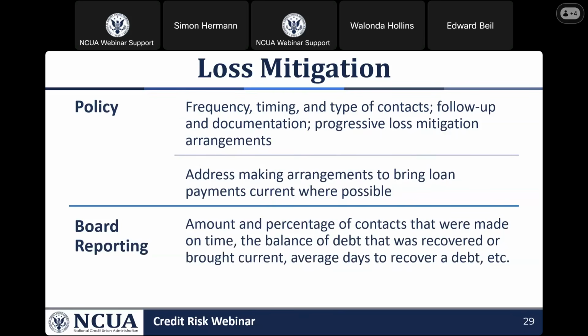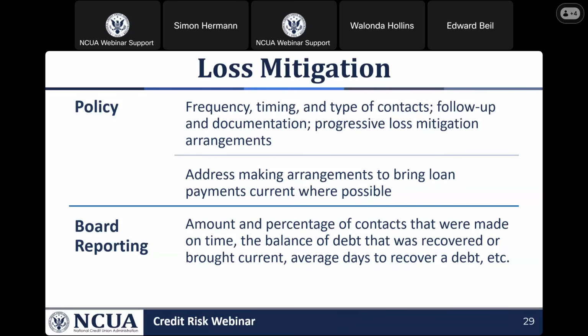Having a strong loss mitigation function with clearly established policies and procedures is a critical piece of the risk management framework. These programs typically start with the initial borrower contact shortly after a loan becomes delinquent, with documentation of the initial contact and follow-up contacts, and escalation as necessary to minimize any potential losses.